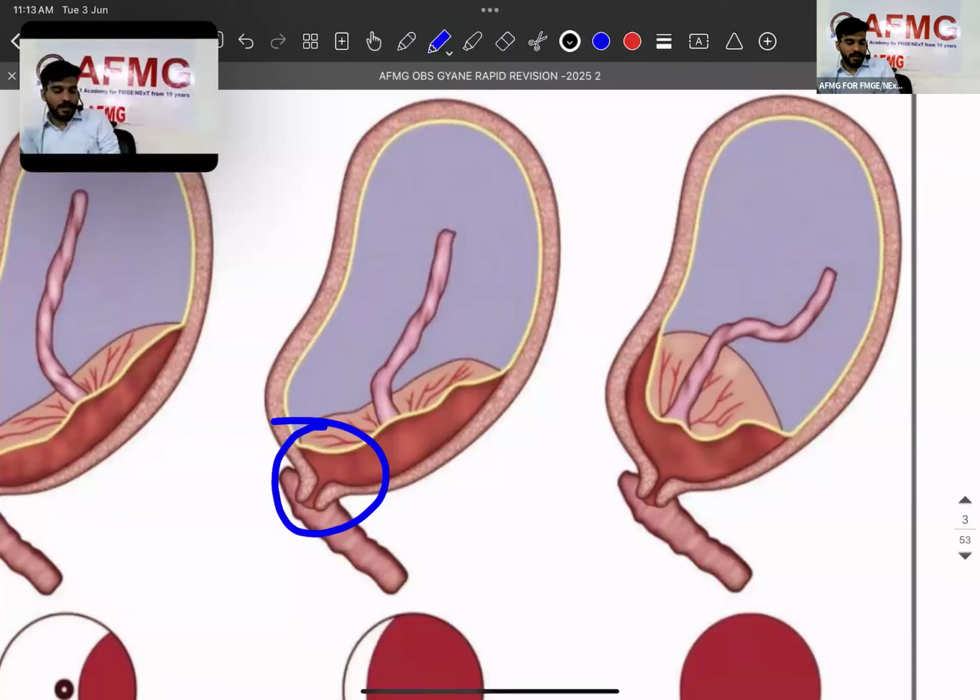If placenta previa is there, and you see it at 24 weeks, you go for the USG. Female usually go for the USG, and you see that this placenta is in the lower uterine segment. In which segment? Lower uterine segment. At how many weeks? 24 weeks. What will be your next step now?